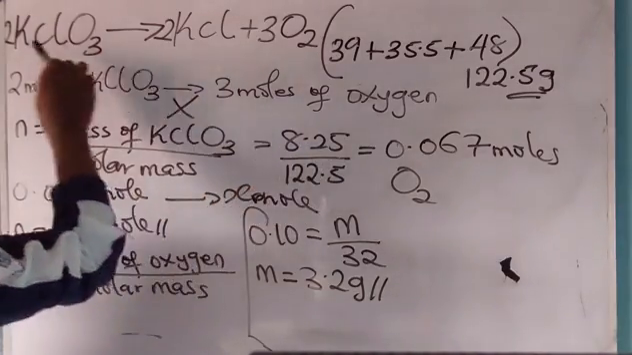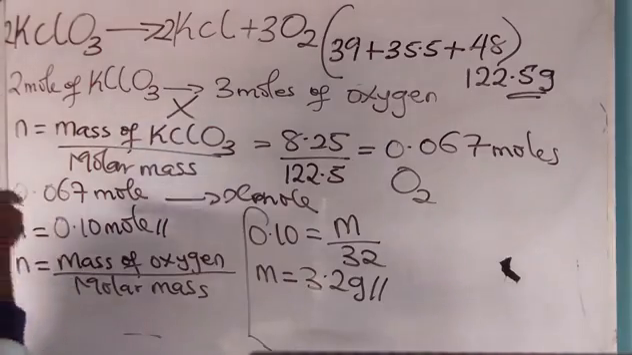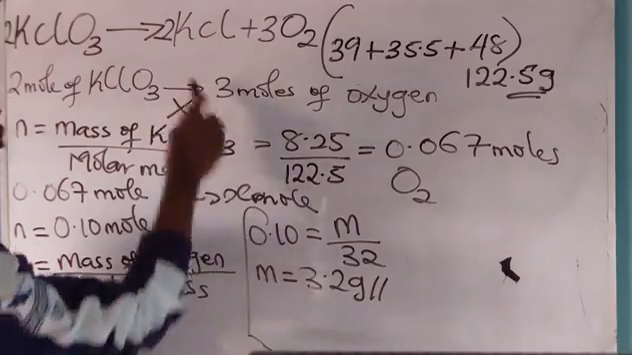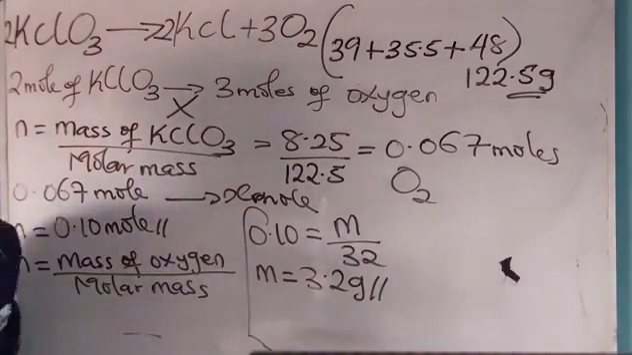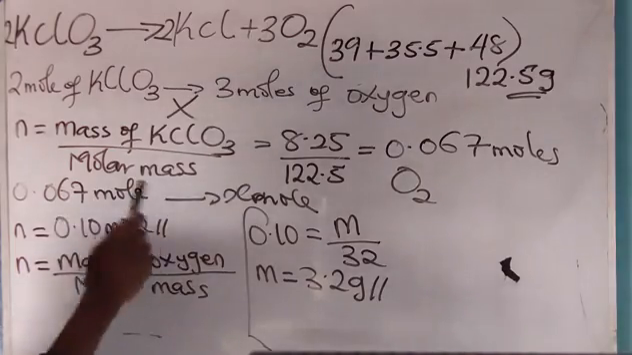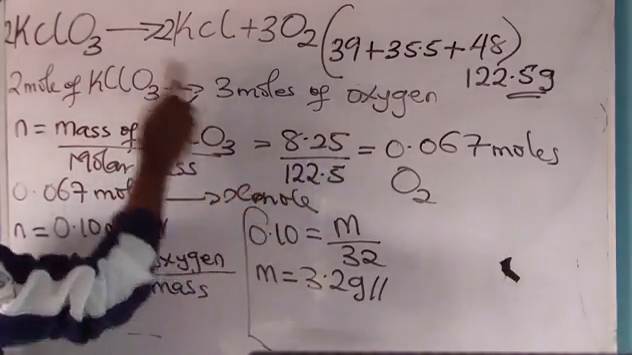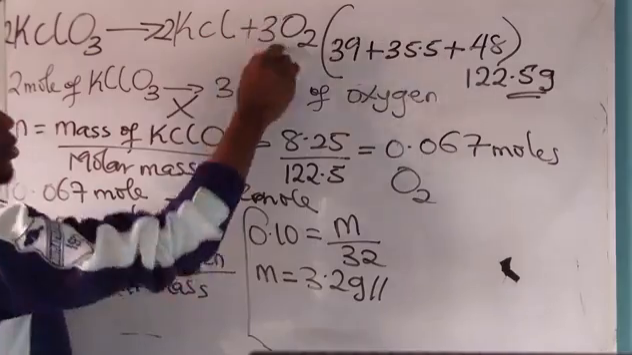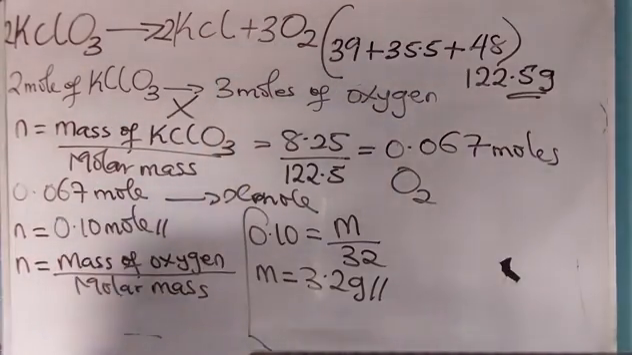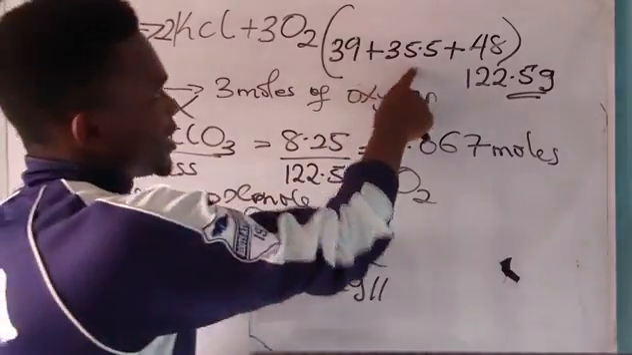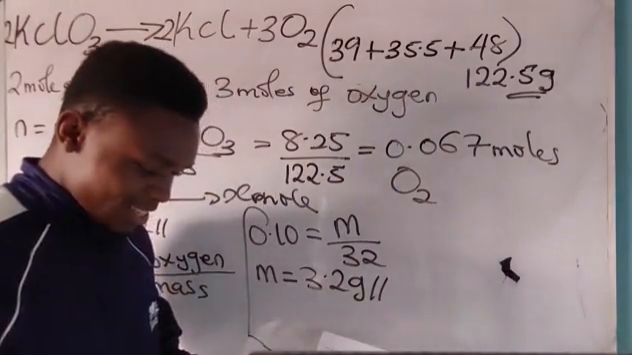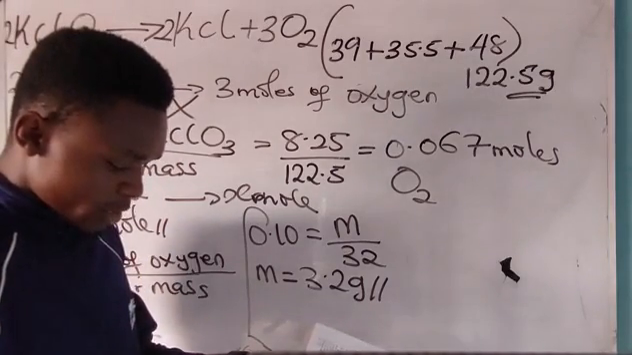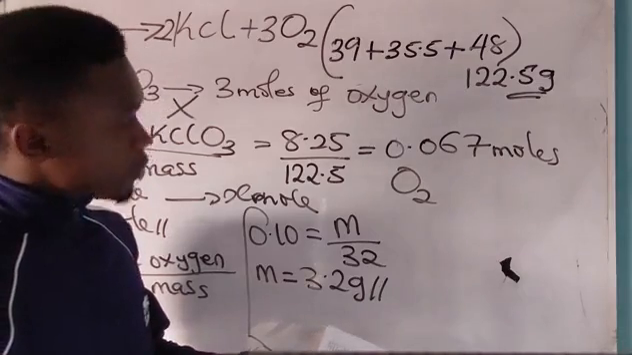It therefore means that 8.25 gram of this is needed to produce what? 3.2 gram of what? Oxygen. You see, it means that 8.25 grams of this is needed to produce what? 3.2 gram of what? Oxygen. That is how to interpret it. Okay, hope this stuff is correct. Let me do it. 16 times 3, yeah, it's very correct. So 39 plus 35.5 plus what? 48.